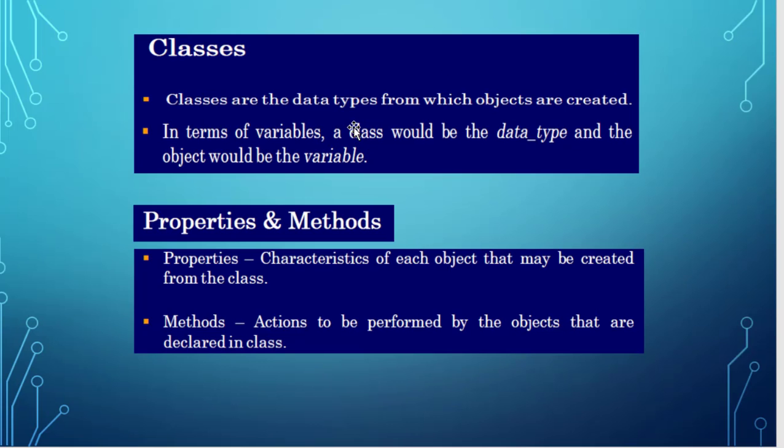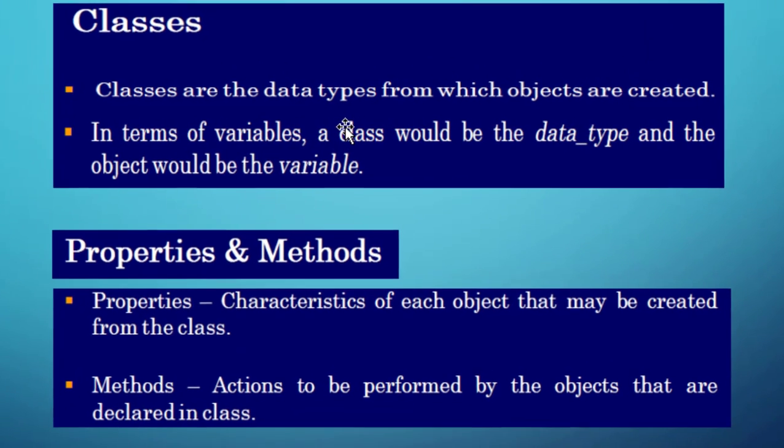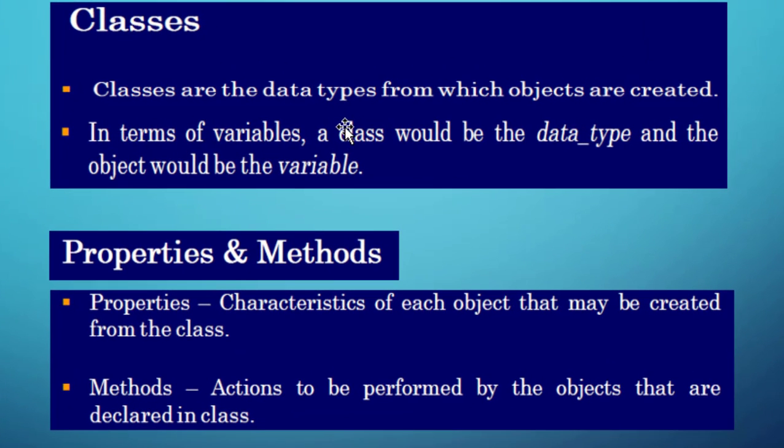Now what is a class? A class here is a data type from which objects are created. So as I have said, in terms of variables, a class would be the data type and the object would be the variable. As we know, a variable should have a data type. So in this way, the class is considered as a data type and the object is considered as the variable, as you are going to see.